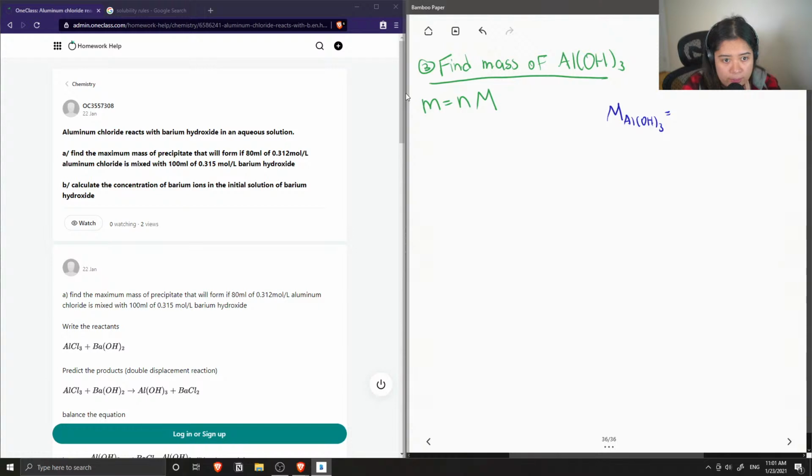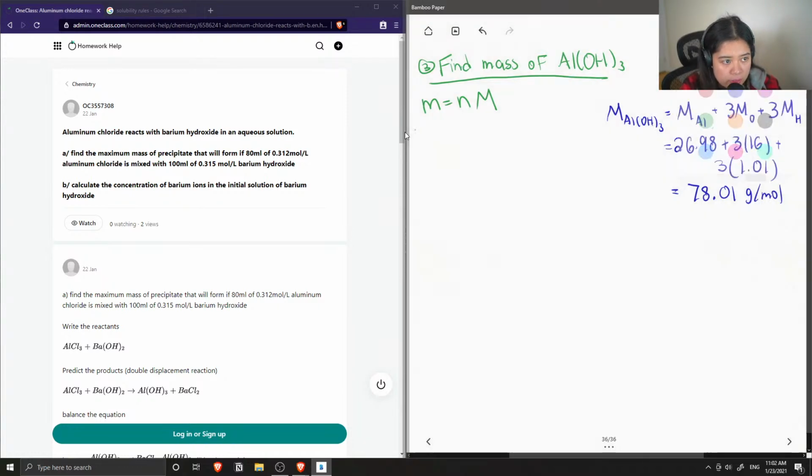So the molar mass of aluminum hydroxide is equal to the molar mass of aluminum plus 3 times the molar mass of oxygen plus 3 times the molar mass of hydrogen. So if we look up all these values on the periodic table, the molar mass of aluminum is 26.98 grams per mole. The molar mass of oxygen is around 16 grams per mole, and the molar mass of hydrogen is 1.01 grams per mole. So if we add these all up, we get a molar mass of 78.01 grams per mole.